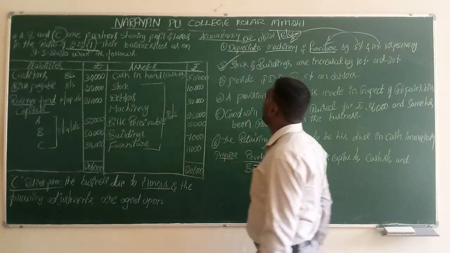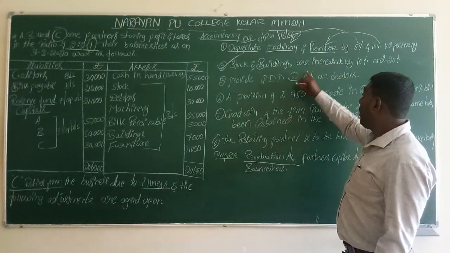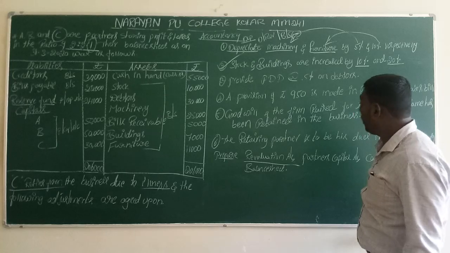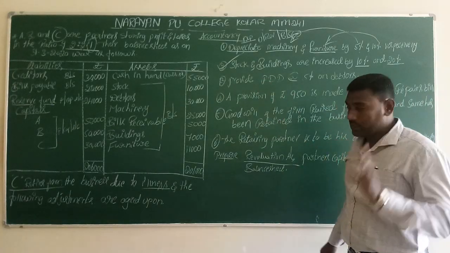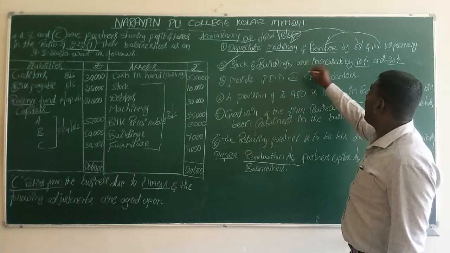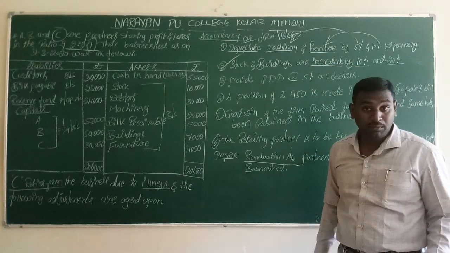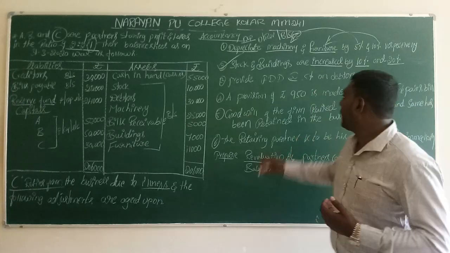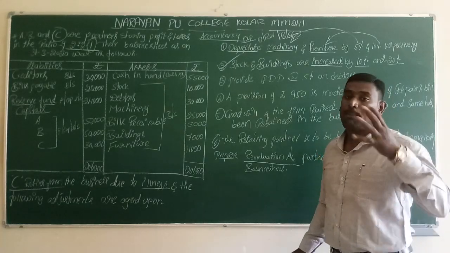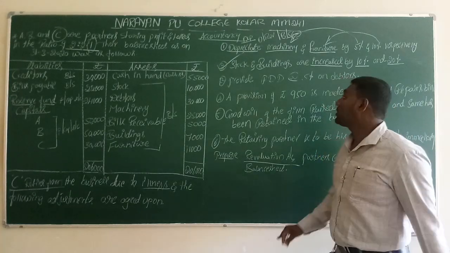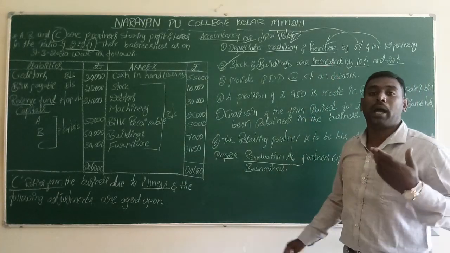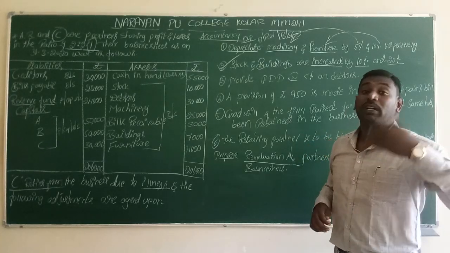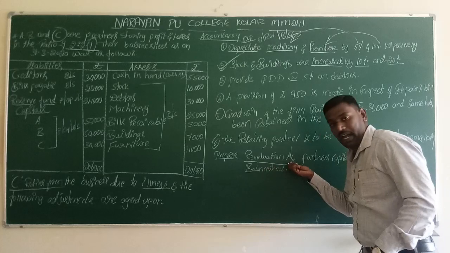Adjustment number 2: stock and buildings are increased by 10% and 20%. Here also two assets are given, stock and buildings, and their value will be increased. Sometimes they give values as valued at, and then we have to compare the value. But here the term used is increase. Increase is nothing but appreciation. Appreciation is nothing but income to the company. Incomes are dealt with by a particular account, called the revaluation account.